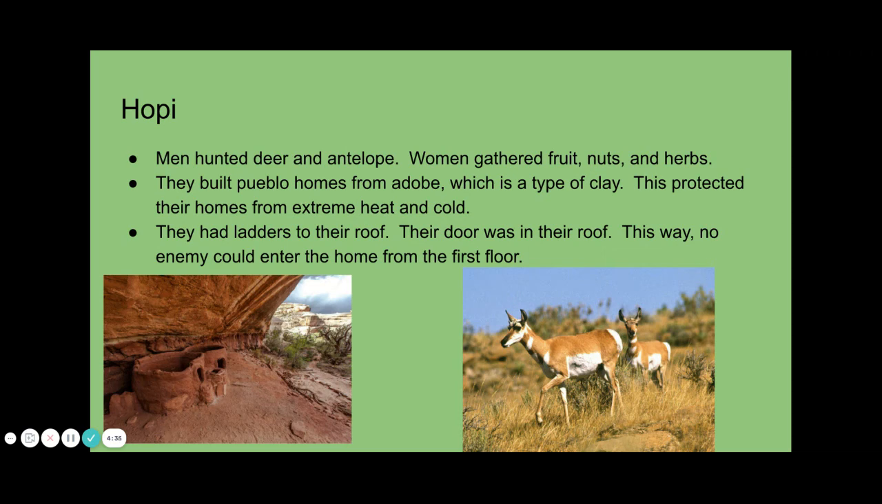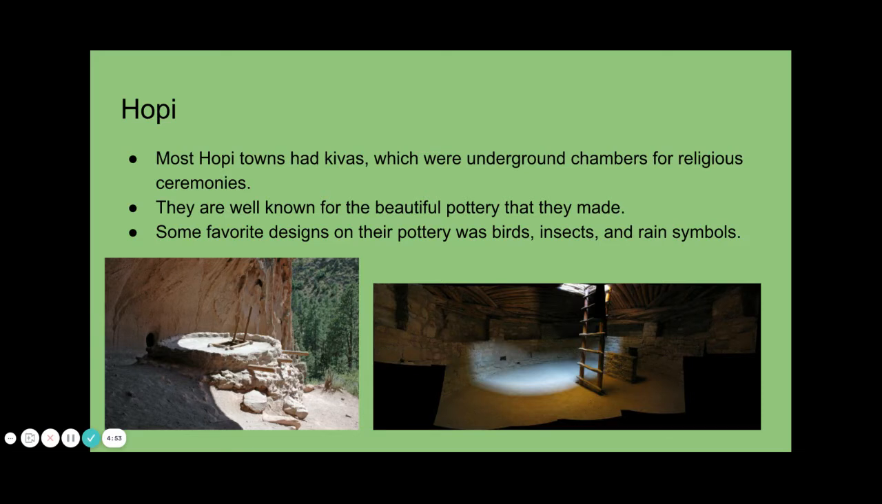They built something called Pueblo homes from adobe, which is a type of clay. This protected their homes from extreme heat and cold, which they would actually experience in what is now Arizona. They had ladders to their roof. Their door was in their roof, actually. This way, no enemy could enter the home from the first floor. How crazy is that?